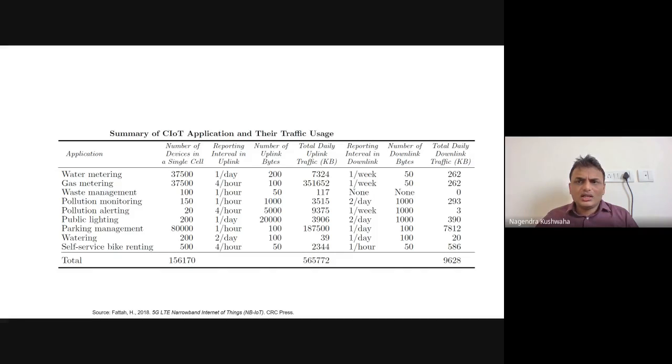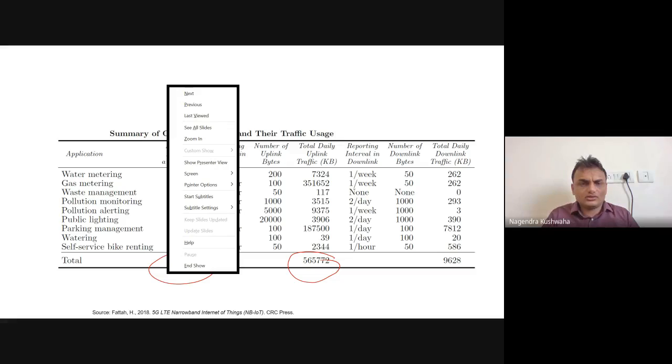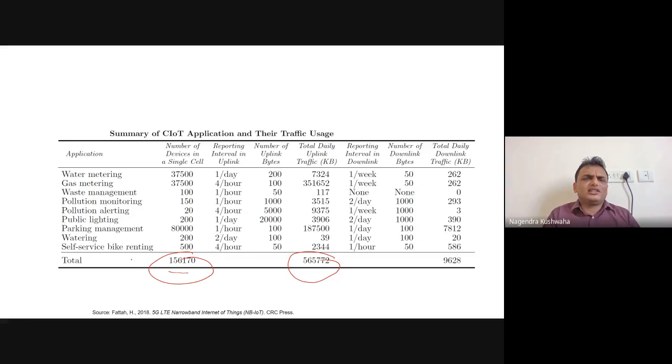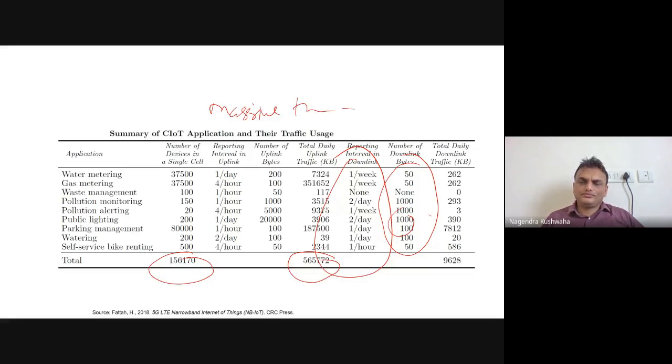I've given here a typical example. You just see the number of devices and the number of data generated. There is a large number of devices over here, and these are the applications of an area, maybe some developed area. They have water meter, gas meter, waste management, sensors, pollution monitor. There are a lot of devices, and if you see their frequency, how they report, what the data bytes are, they report either once a day or twice, and the data is really small. So it is an example of massive throughput devices.